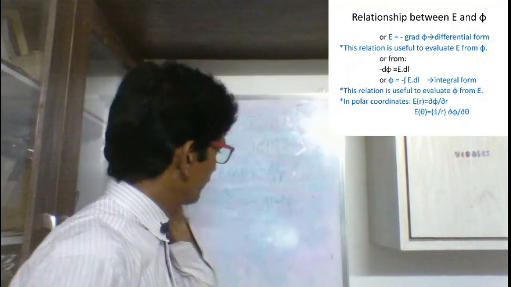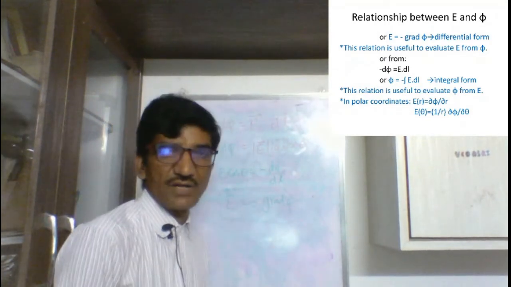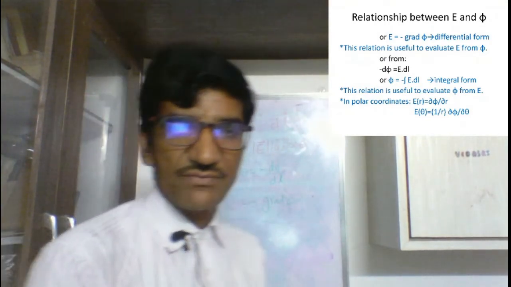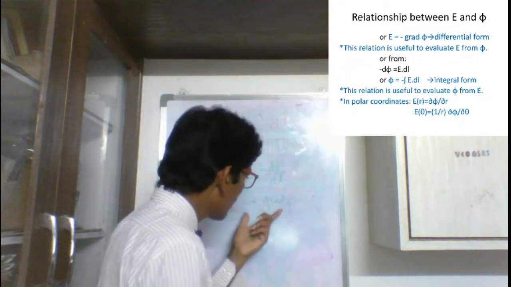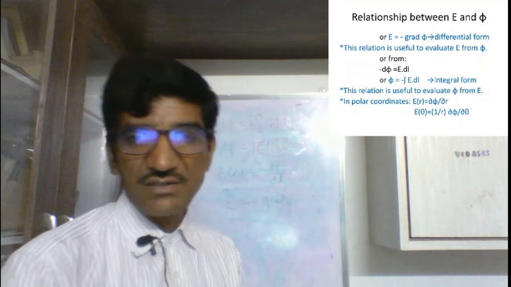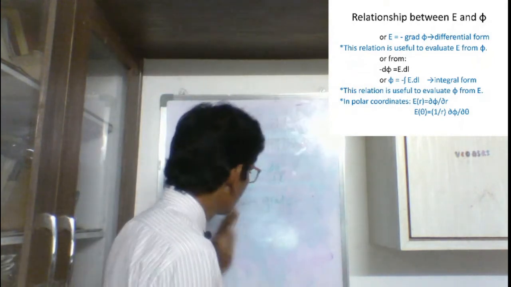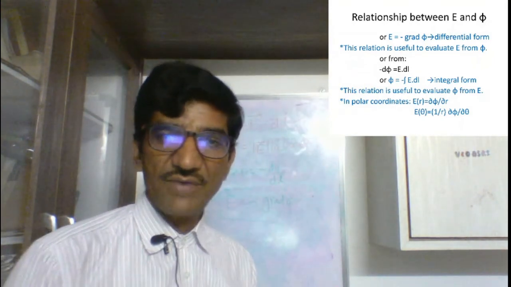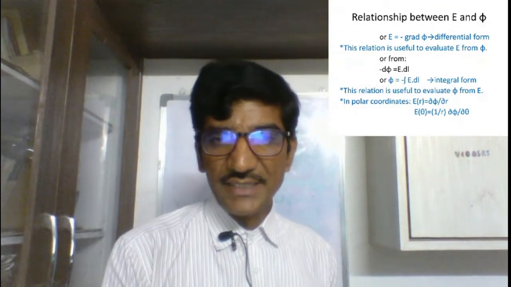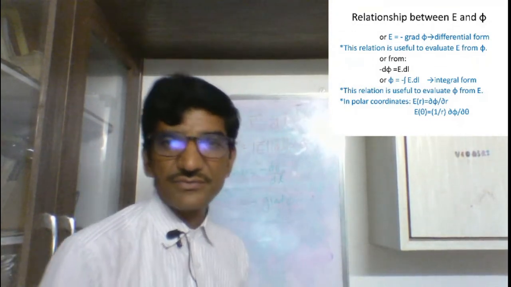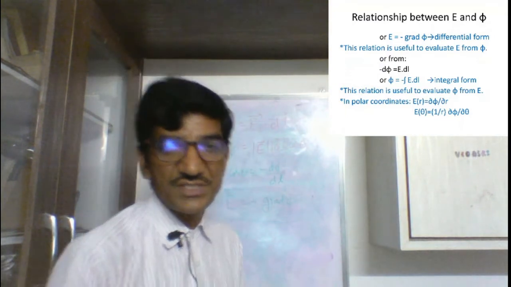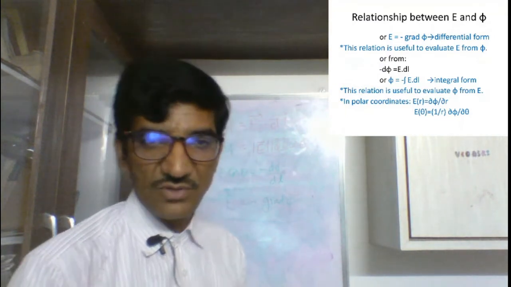Yeah, so we got E is equal to minus grad phi. This is the relation between E and phi, electric field and electric potential. But here grad means only differentiation. This is the relation between E and phi in terms of differentials. So this is called the differential form of the relation.